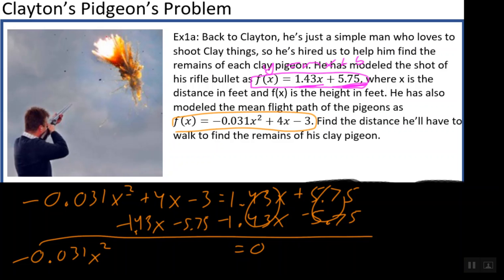Well, let's see. 4 minus 1.43 will give us plus 2.57x, and negative 3 minus 5.75 will give us negative 8.75. At least that one's easy. Now, I need a little bit of room to work here, so I'm going to clear off the picture just for the moment, and let's give ourselves some space.